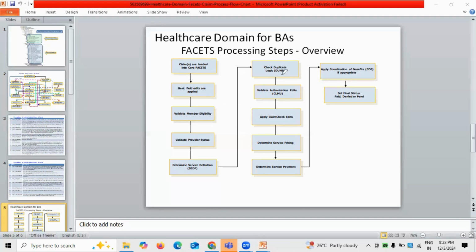So once the checking of eligibility has happened, next they have to validate the member eligibility, and at the same time validate the provider status. Now what they do, they validate claims, and whatever the editing is, everything will be edited by them. Next, they apply the claim check edits.